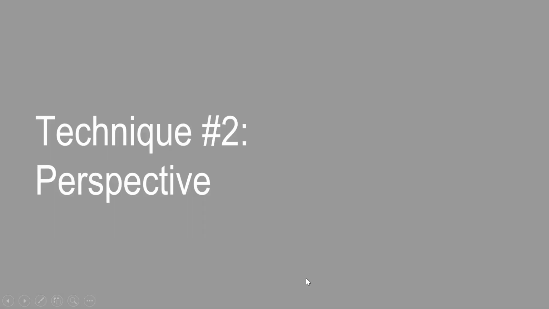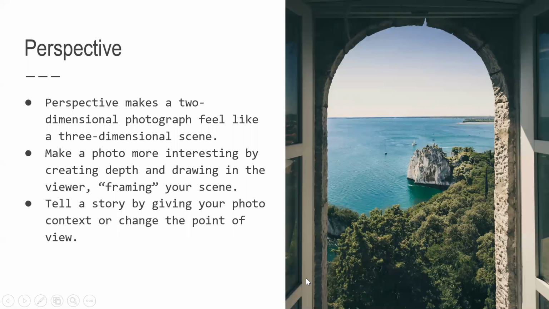Okay, so the next technique we're gonna talk about is called perspective. This is one that I use all the time because people say, oh, your pictures are so interesting. What I like to do is create a foreground and then a background. What it does to your picture is make it a little more three-dimensional for the viewer.